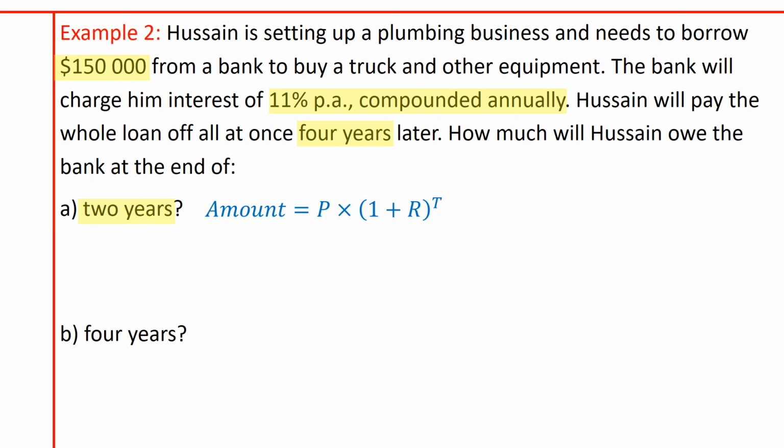So we've got our formula. We're going to substitute in our principal of 150,000, add that interest rate to 1, and then put it to the power of 2 because it's 2 years for part A, and that gives us a result of $184,815.